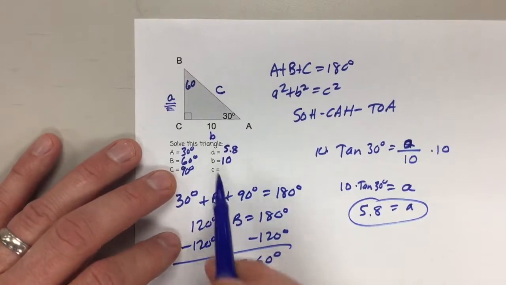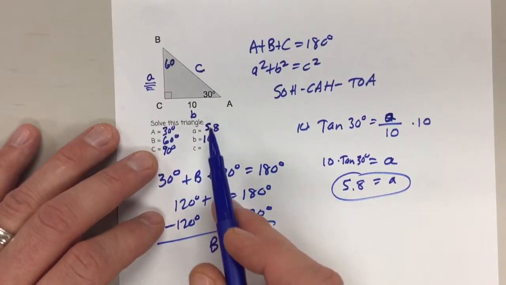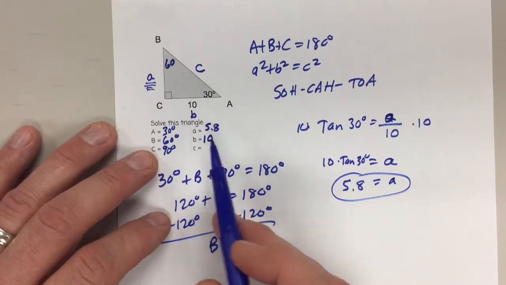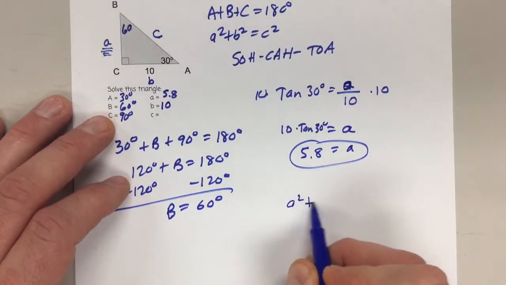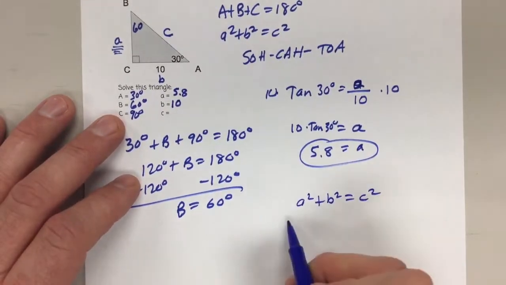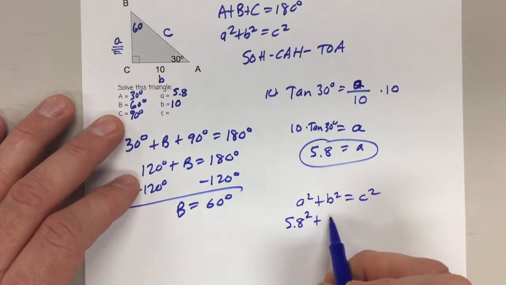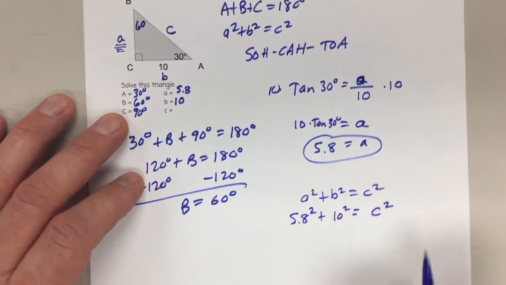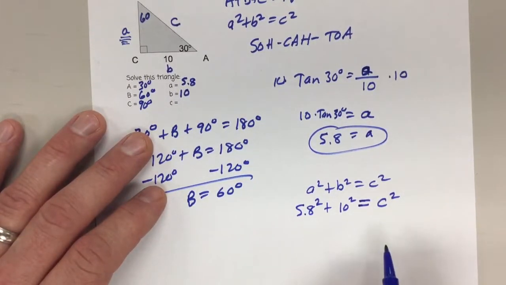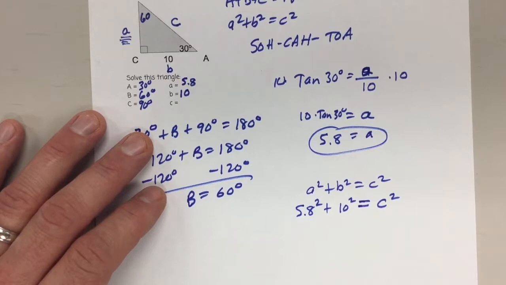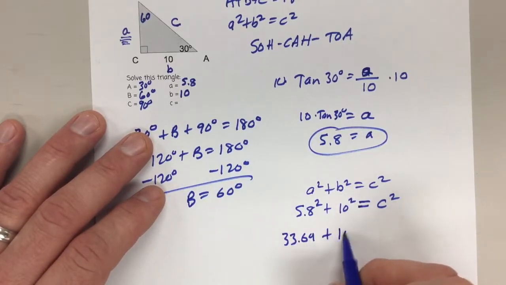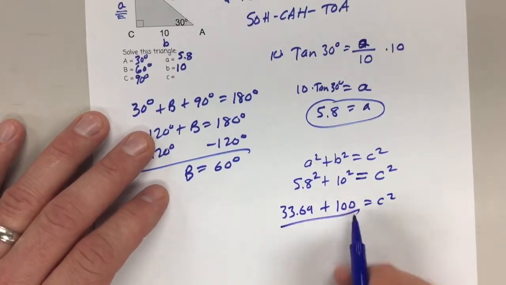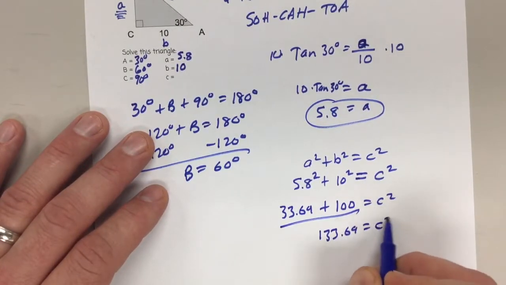Now, the only other thing I'm missing is side C. Since I have 2 of the letters, the lowercase letters a and b, I could use the Pythagorean theorem and say that a squared plus b squared equals c squared. So a is 5.8, b is 10, and I'm not sure what c is, so that becomes c squared. So now I just solve this. So first thing I'm going to do is square 5.8. I get 33.64. 10 squared, that's an easy one, it's 100, equals c squared. So I add these two together, 133.69 equals c squared.